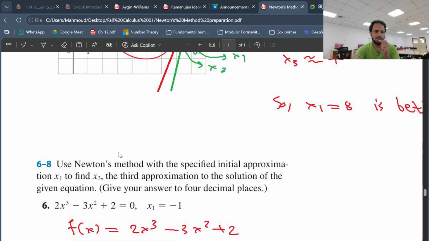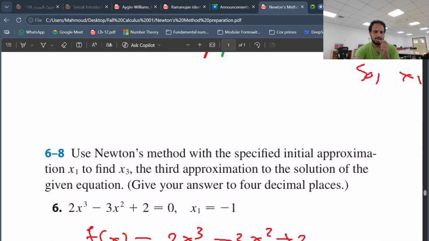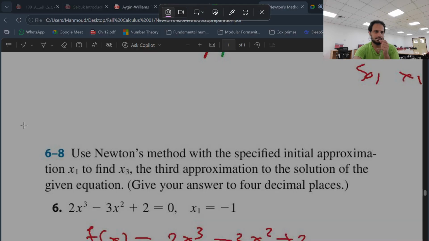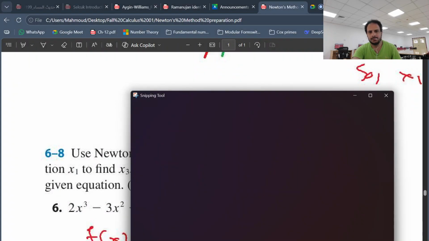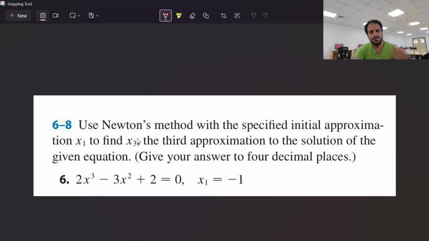Now let's solve this one. Using Newton's method with the specified initial approximation x1 to find x3, the third approximation to the solution of the given equation. Give your answer to 4 decimal places. So this is f of x, and here you have x1. First you write the formula. What's the formula here? xn plus 1 equals xn minus f of xn over f prime of xn.